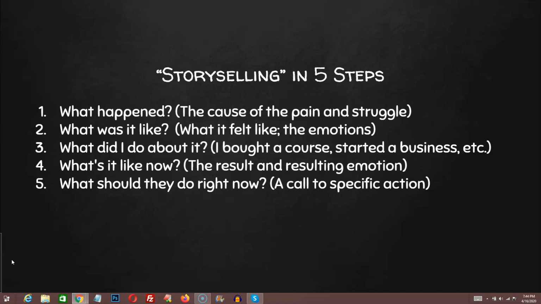Okay? So again, what happened? The cause of the pain and struggle to the story. Why was there something that occurred that was so powerful that made you feel a certain way, which is number 2, what was it like? Okay, and then number 3, what did you do about it? What was the solution? And then number 4, what it's like now. So what's the result of that solution? How do you feel about that solution? Did it work? Did it not work? Etc. Number 5, what should they do right now? Tell them exactly what they need to be doing. All right, that's story selling in 5 steps.